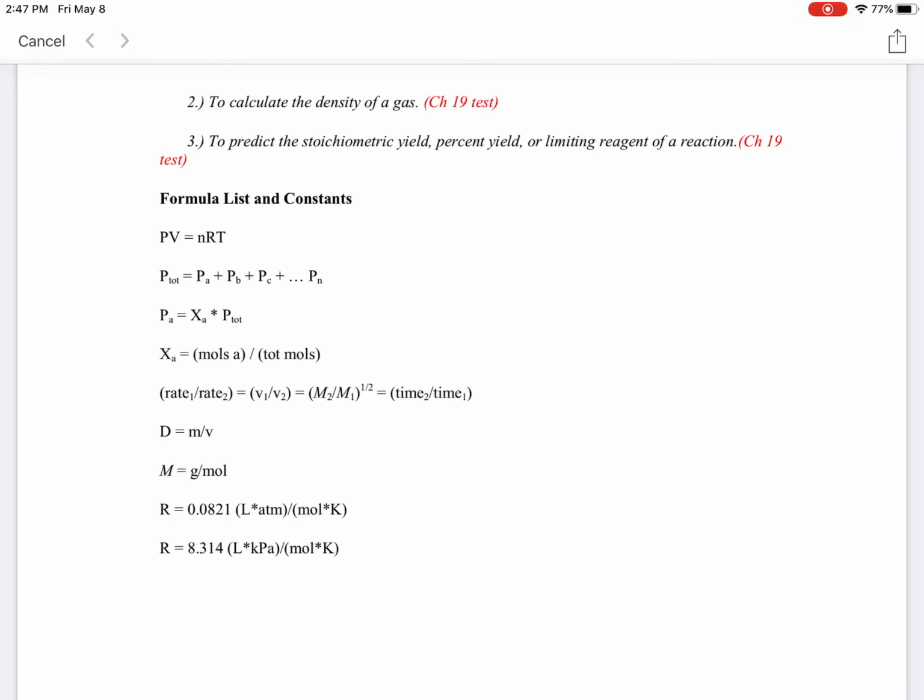You can, of course, have your formula sheet with you for taking the test. As far as the practice problems go, there are lots of worksheets I attached to the notes that I posted on Edmodo. So you certainly can go through those worksheets and try those problems. I also attached the answer key.